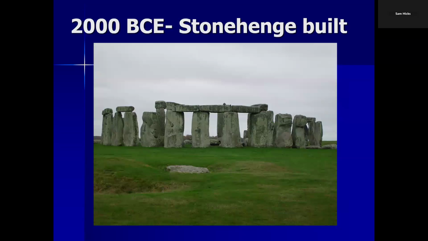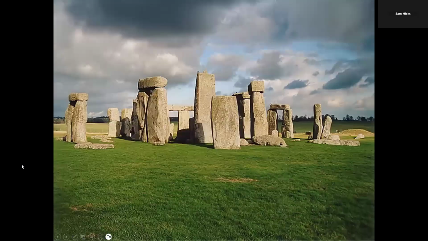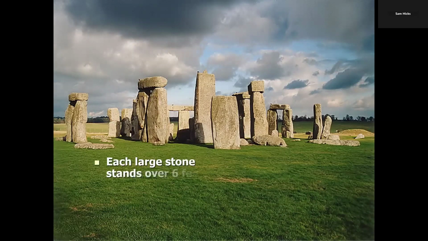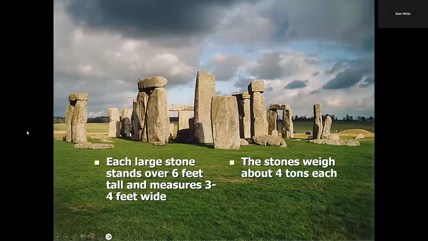Around 2000 BC, Stonehenge was built. We don't really know how it was built, but we do know that each large stone stands, the shortest one is 6 feet tall. There are ones taller than that. And they each measure 3 to 4 feet wide. So pretty big. Each stone weighs about 4 tons. That's about 8,000 pounds.